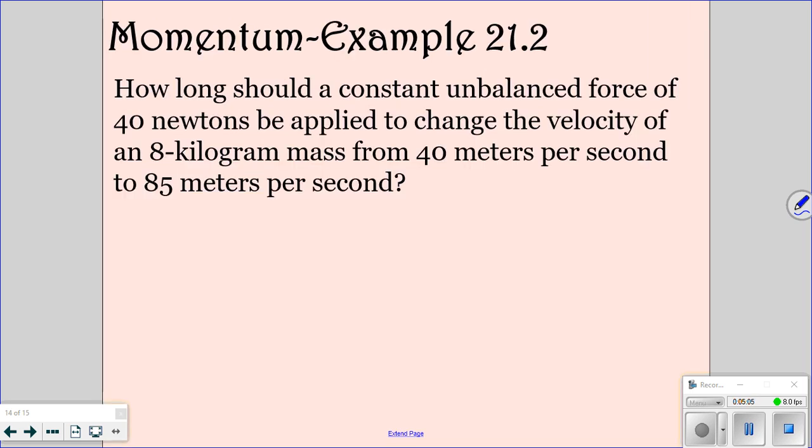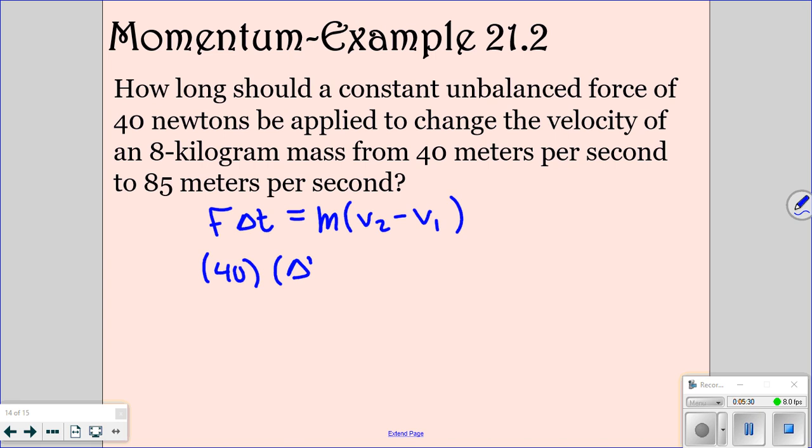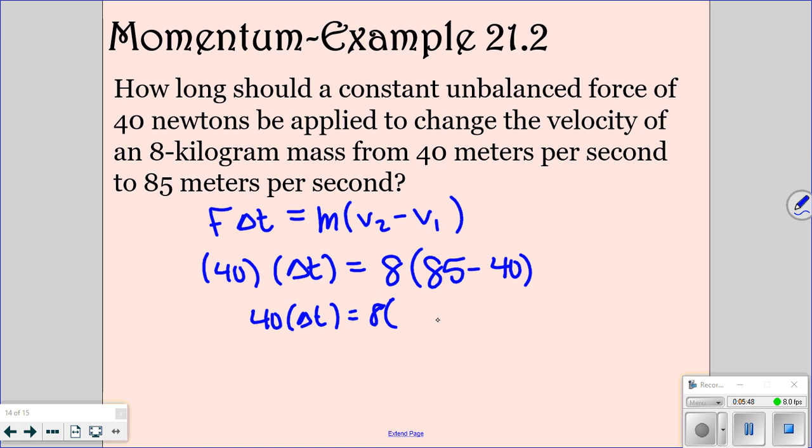Okay, we're going to look at another example. It says, how long should a constant unbalanced force of 40 newtons be applied to change the velocity of an 8 kilogram mass from 40 meters per second to 85 meters per second? So we're going to start with our formula. So the force is 40. And it says how long. So what is the time? We're not sure about that. The mass is 8 kilograms. And then we have from 40 to 85. So we're going to do 85 minus 40. So you have 40 delta T equals 8 times 45. And then you're just going to solve for your delta T.